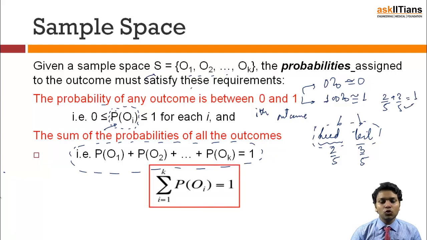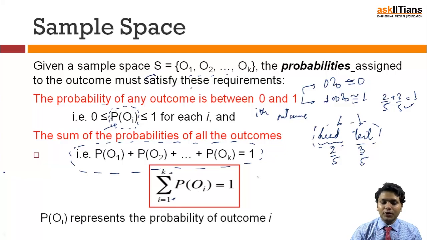So in crude mathematics, we can write it as the summation of P(OI), where OI is the ith observation, where I runs from 1 till k, is equal to 1, and P(OI) represents the probability of outcome I, and P(O1) represents the probability of the first outcome, and similarly P(O2) represents the probability of the second outcome. So this is how the sample space is so important in understanding the probabilities, which we are going to deal with in the next videos.